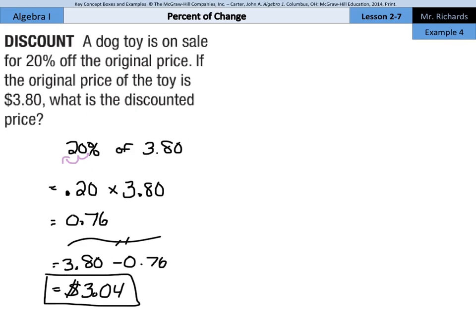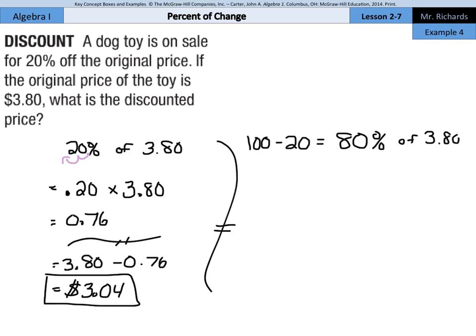So you can find the discounted amount and subtract, just like we found the tax amount and added. The other way, if it's a 20% discount, that means if full price is 100% minus the 20% discount, that means you're going to be paying 80% of $3.80. And this is a way of solving it as well. We can take 0.80 times the $3.80, and that will also get us $3.04.